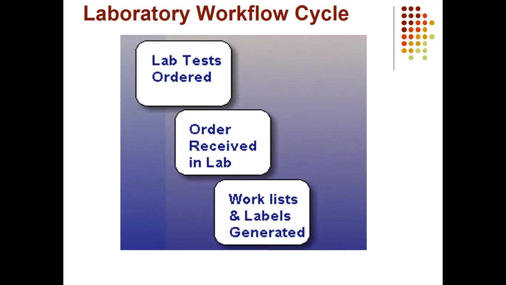Then work lists and labels are generated. A work list shows how many samples have been ordered in one ward or in different wards. On a daily basis or a shift basis, work lists are prepared for the collection of the samples. There are two categories: one is the hospital, and the second is the outpatient department, those who walk in and give samples for different tests.